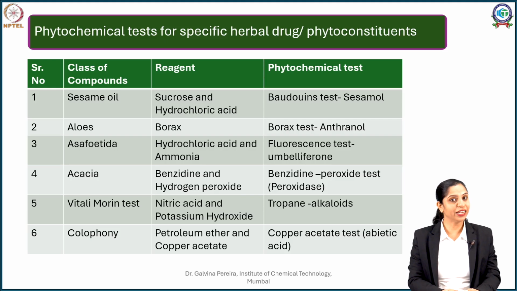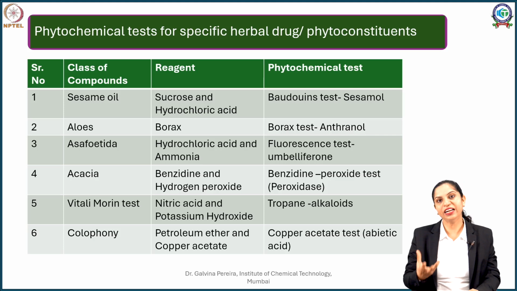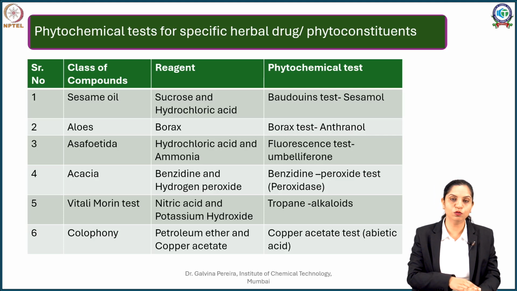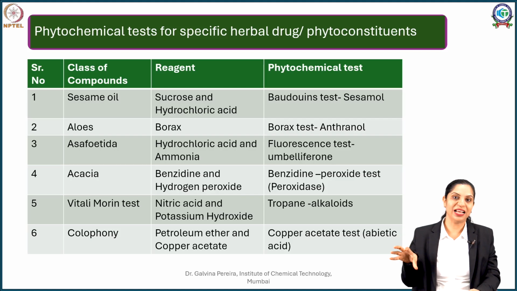So, colophony again is an example of resin. Now, resins again are non-specific. I know colophony contains abietic acid. So, making that abietic acid react with copper acetate, or cupric acetate more specifically, what will it do? It will convert that cupric acetate to a nice emerald green coloration. That will help me ascertain that it's colophony and not plastic masses.